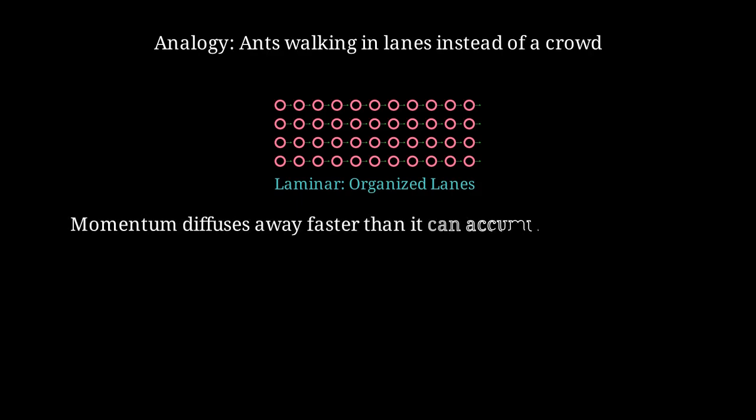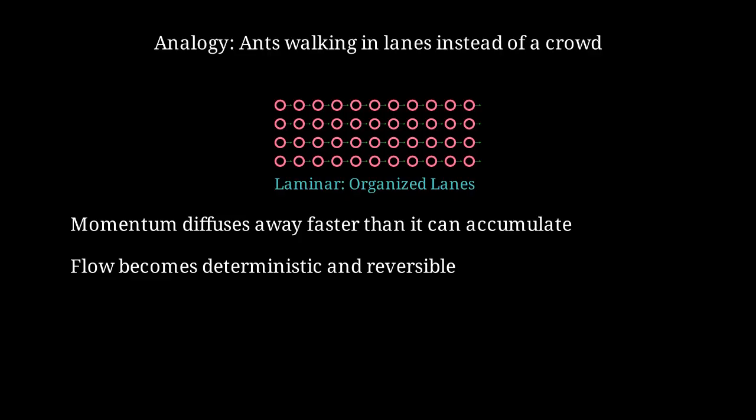At this scale, any momentum that might create instabilities diffuses away through viscosity faster than it can accumulate and grow. The flow becomes completely deterministic and even reversible. If you reverse the flow direction, particles trace back their exact paths.